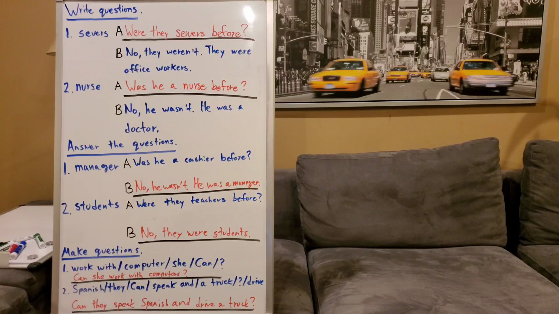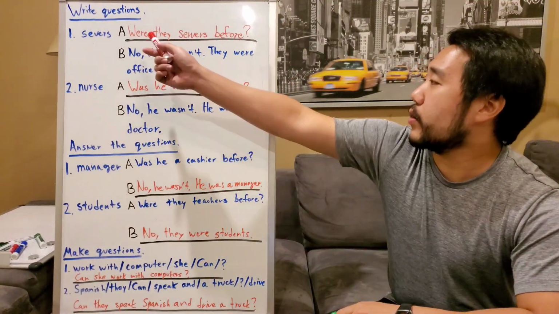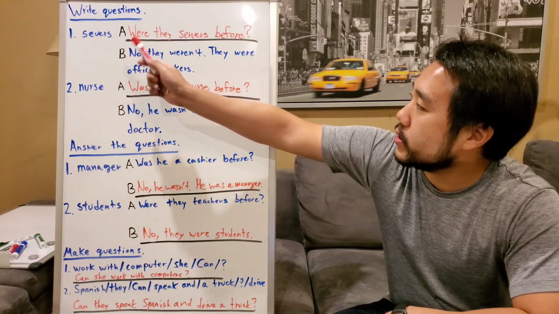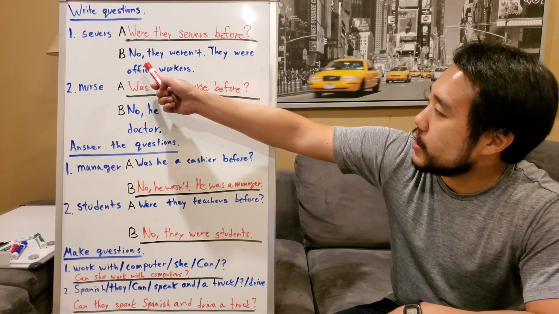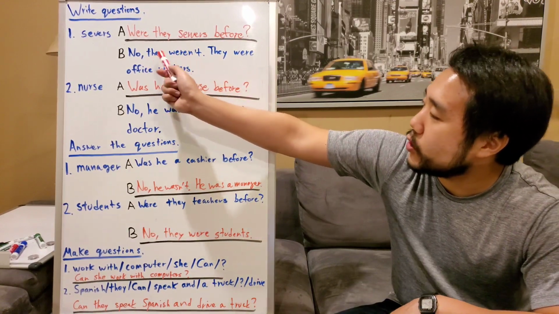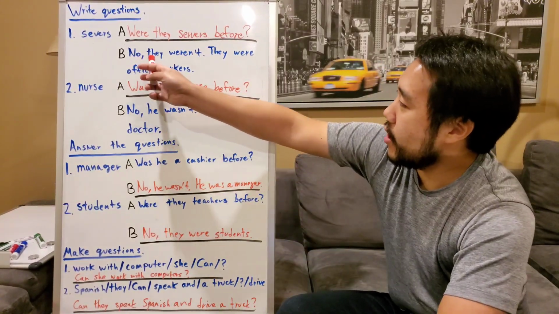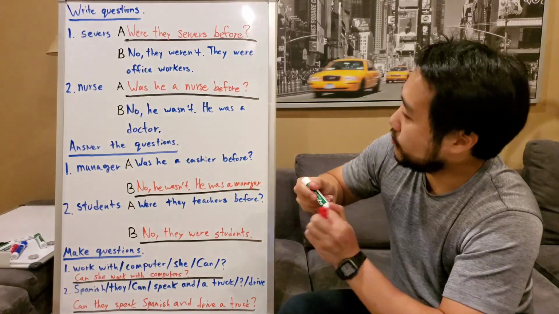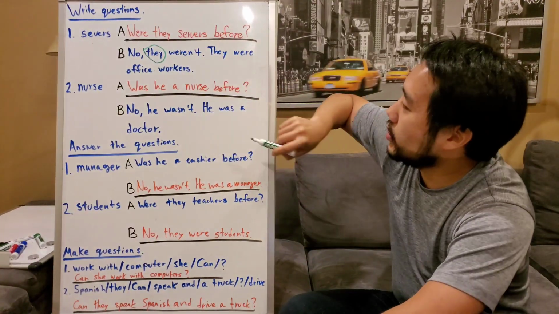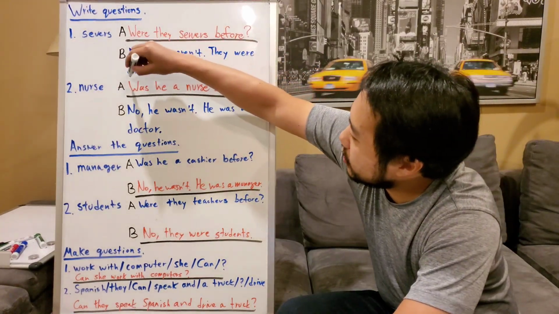Okay, now we're gonna go over this exercise. So here, write questions. Number 1, we have the occupation servers, and the statement here was no, they weren't. They were office workers, and we have to use this to make a question. So here it says no. So the subject is they. They weren't. So it's negative. They were office workers.